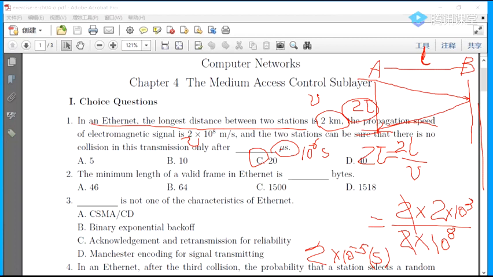So in Ethernet, the two stations can be sure that there is no collision only after 2 tau. Tau is L divided by V. So if we know L and the value of V, we can determine the 2 tau, right? 2 tau determined, so we can get the answer C. Okay, I will clean the screen.